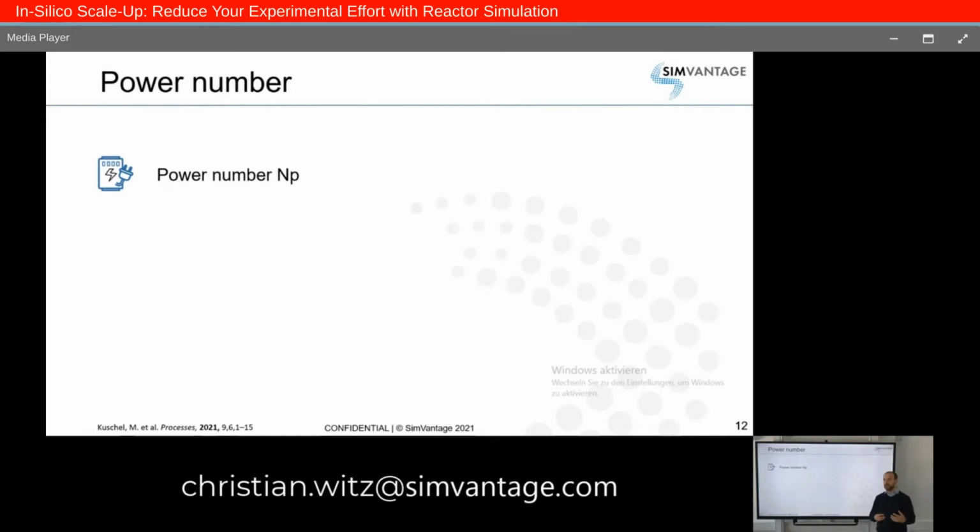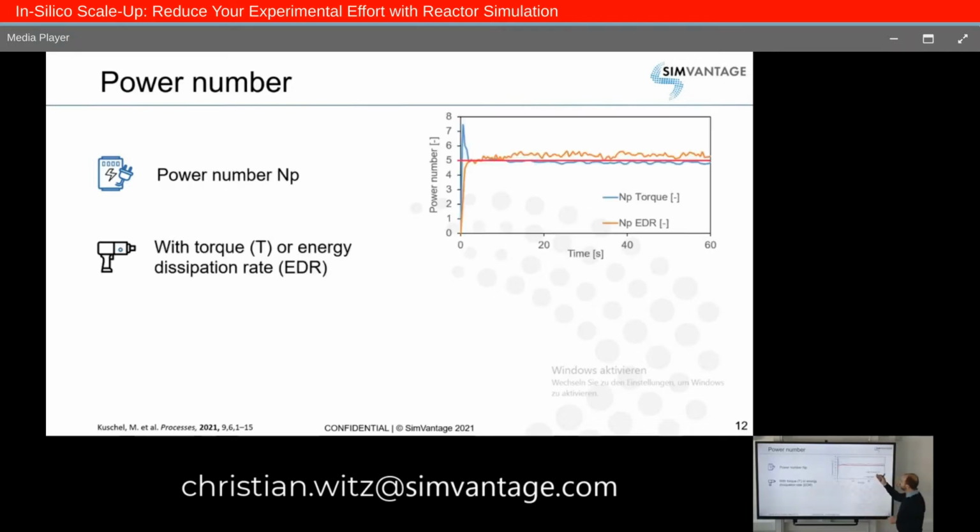Or you say that all the energy which is brought into the liquid is caused by the stirrer. And therefore, in the simulation, you can sum up all the energy dissipation, all the energy which is present in the liquid, and can then calculate back how much power the stirrer has transmitted to the liquid. And those 2 methods, either with the torque in blue or with the energy dissipation, give you, as you can see here, the same result.